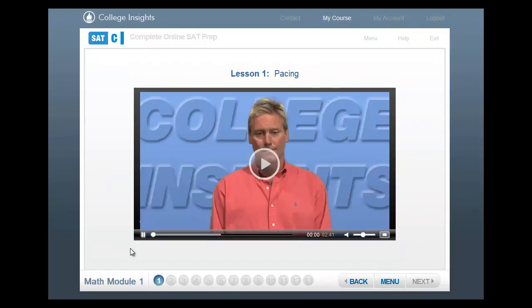The course is also computer adaptive, which means that students are delivered videos which focus on the strategies and techniques most beneficial to their scoring level.